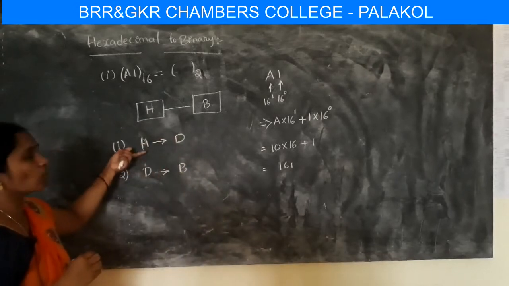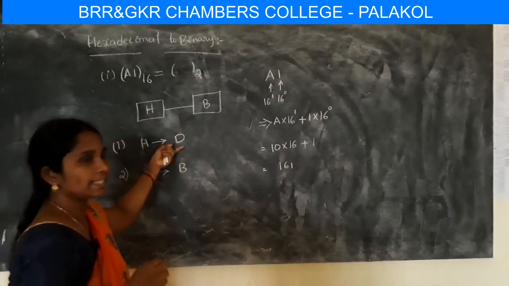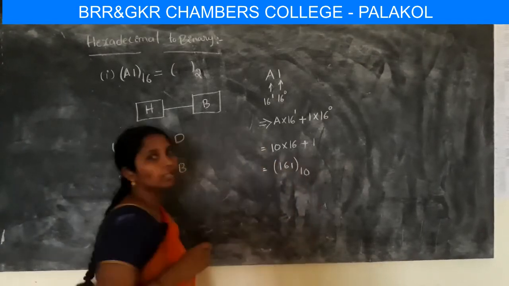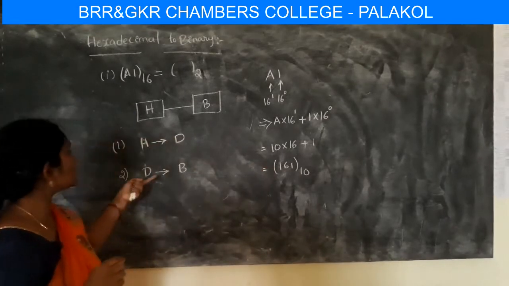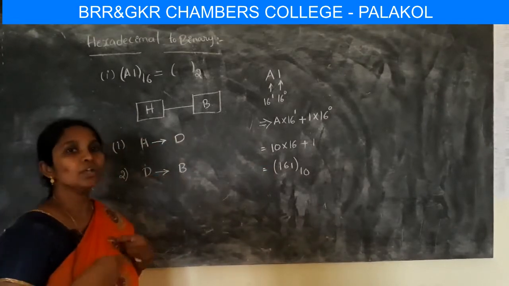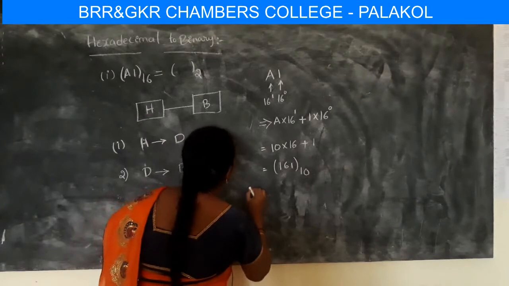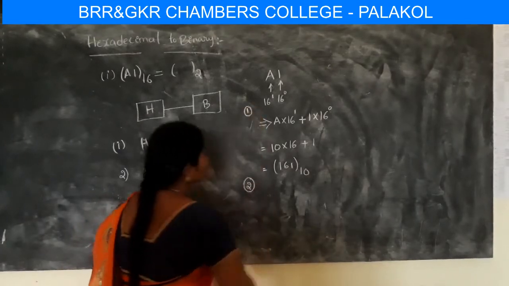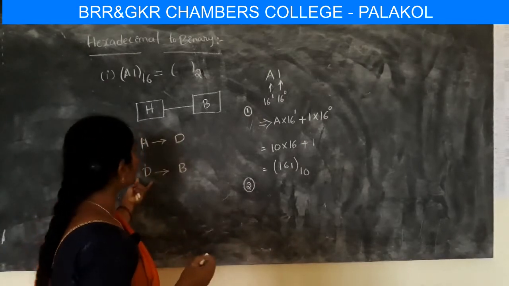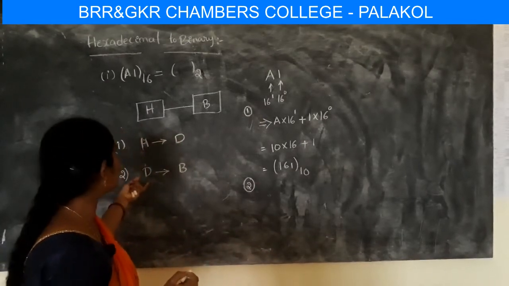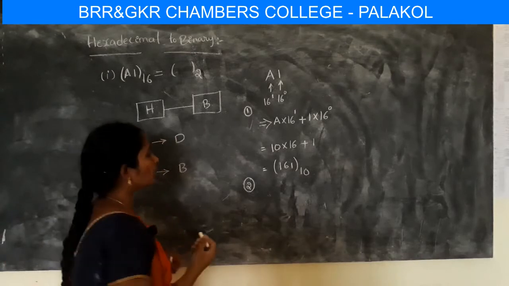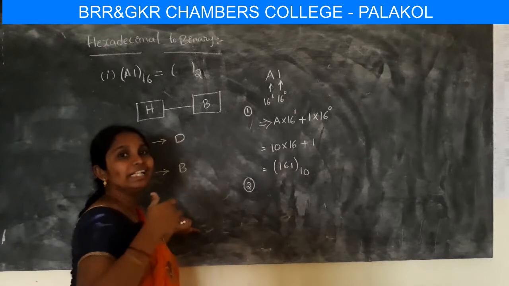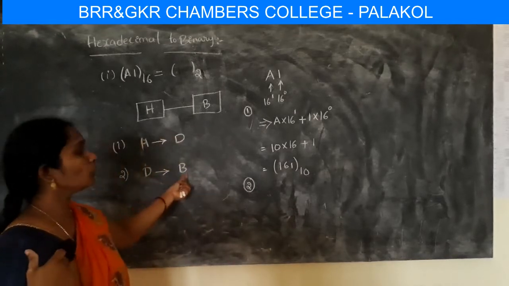So the first step is completed. That means the hexadecimal is converted into decimal. Here this is a decimal number. Now this decimal number is converted into binary. This is step number 1 and this is step number 2. So for converting this decimal number to binary, what is the process? This is an integer part, so we will divide this decimal number by 2.